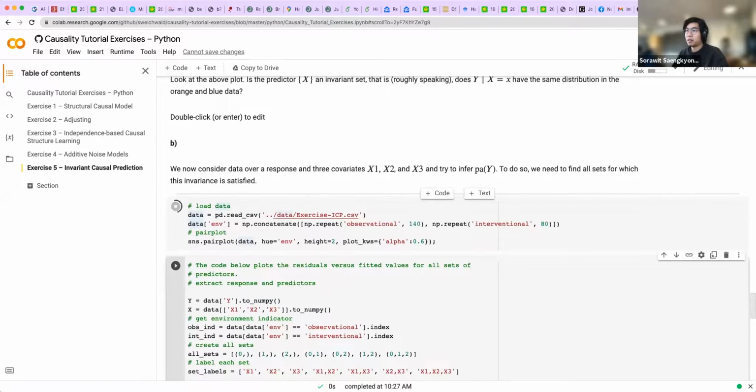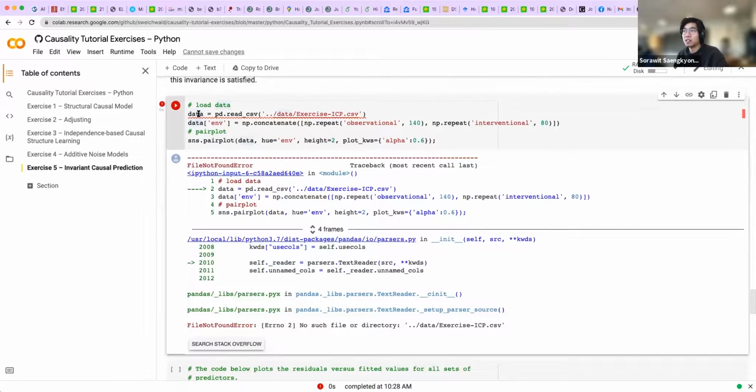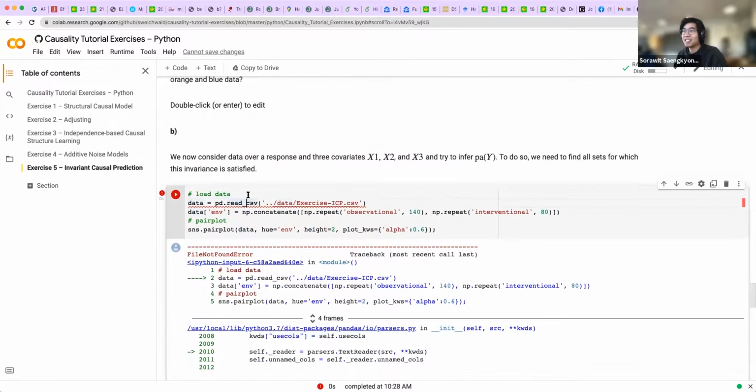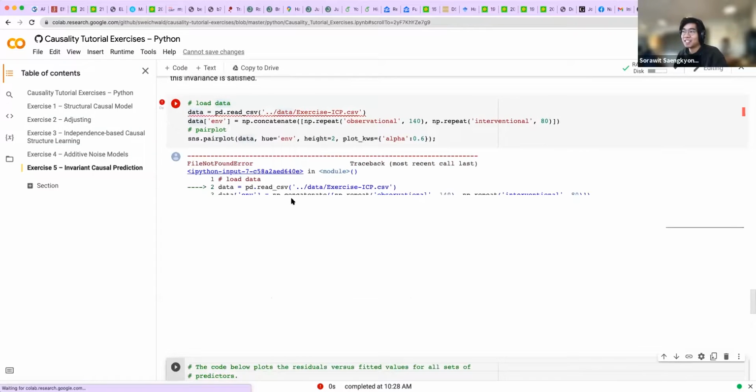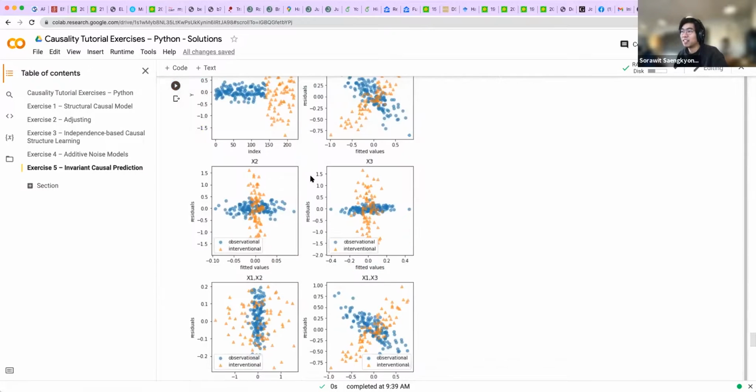And here, okay, this is not good. Why is that? Anyhow, I will move to maybe this one that I already executed.